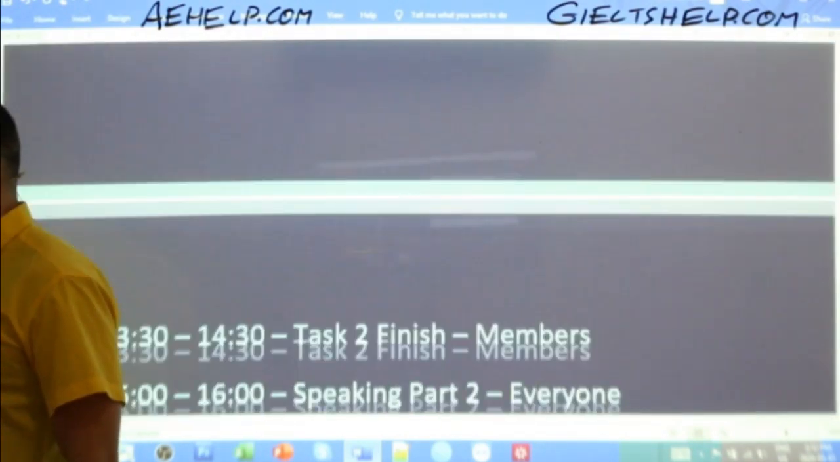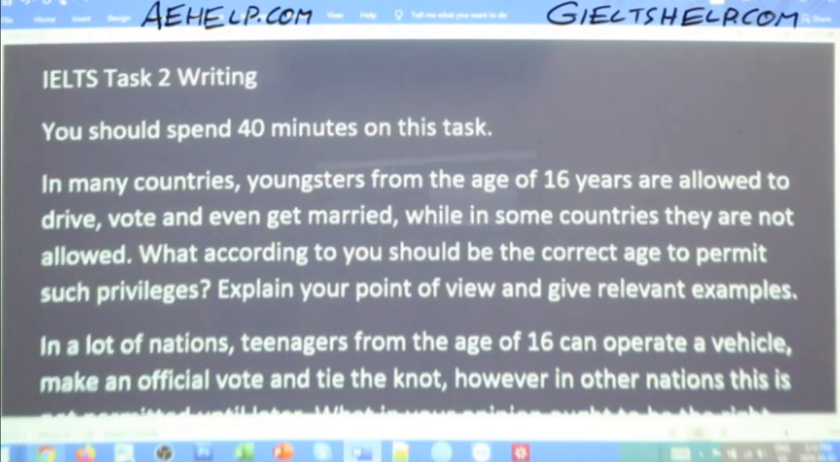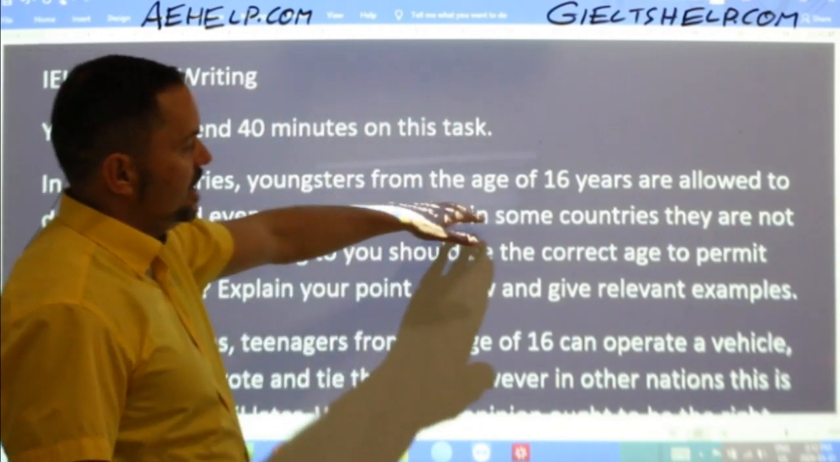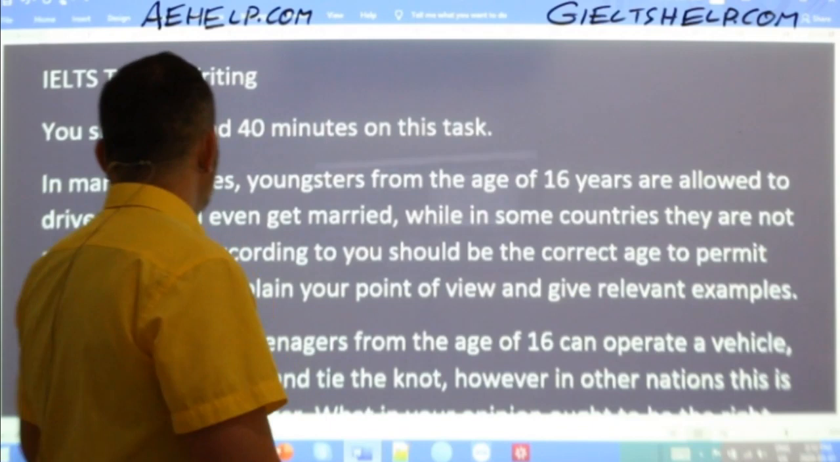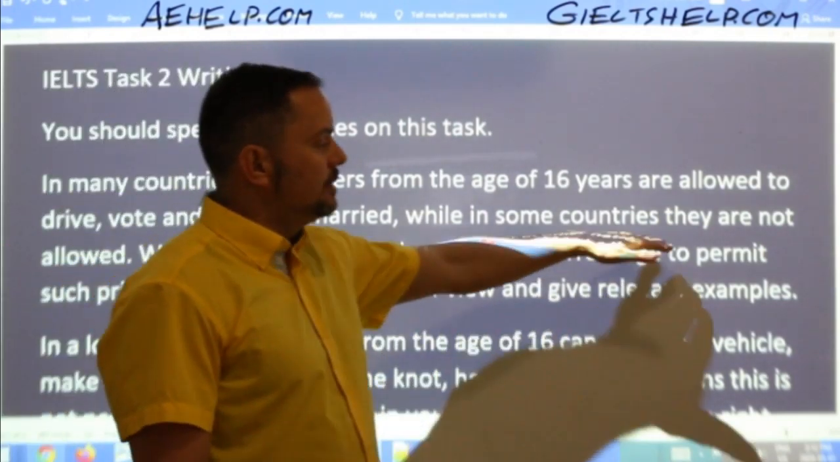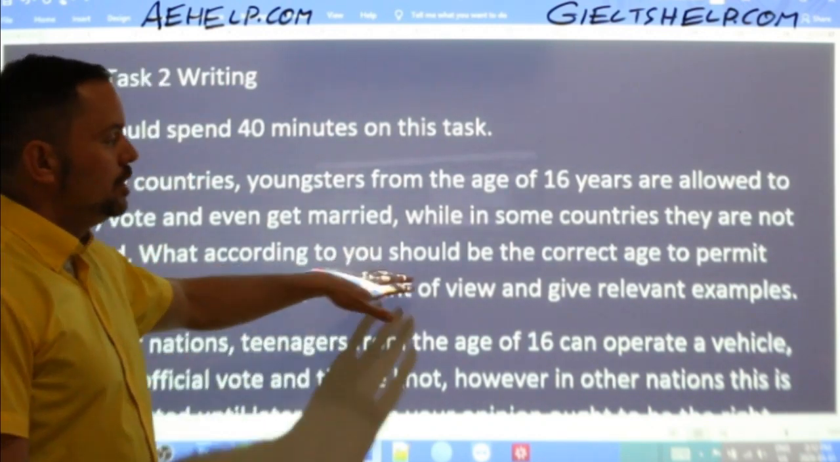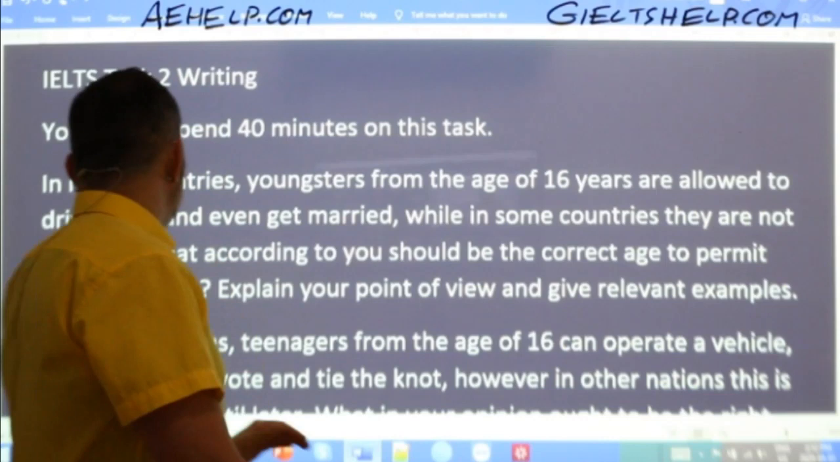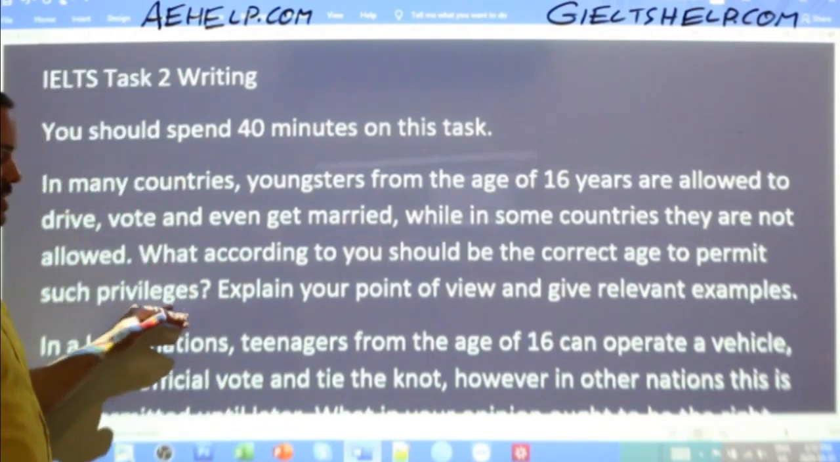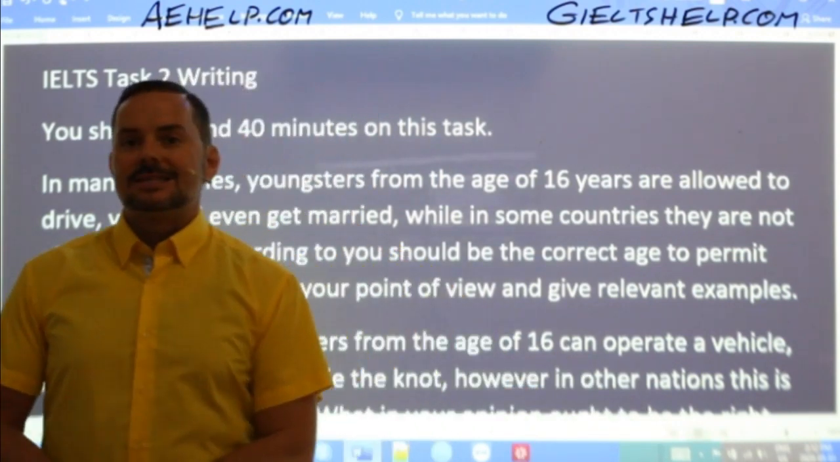Let's take a look at our original question, not your paraphrase, but the original question, okay? So in many countries, youngsters from the age of 16 years are allowed to drive, vote, and even get married, while in some countries they are not allowed. What, according to you, should be the correct age to permit such privileges? Explain your point of view and give relevant examples.